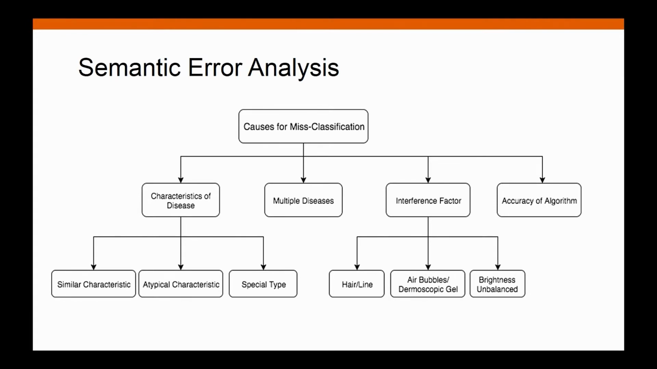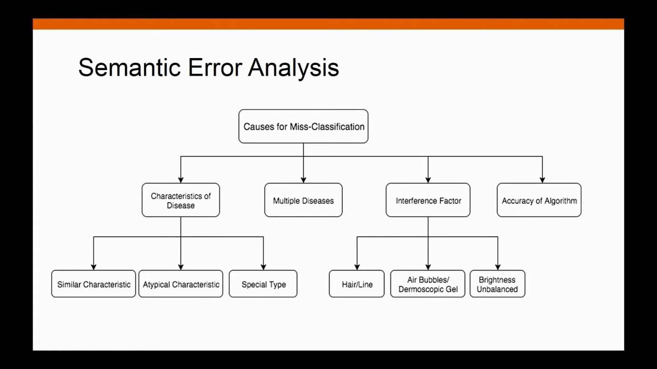The first is the characteristics of disease and also multiple diseases, where there can be several skin disease lesions in the same image. Also the interference factors such as hair, lines, air bubbles, or dermoscopic gel, and also brightness and balance. And the 4th kind is obviously the accuracy of the algorithm itself.